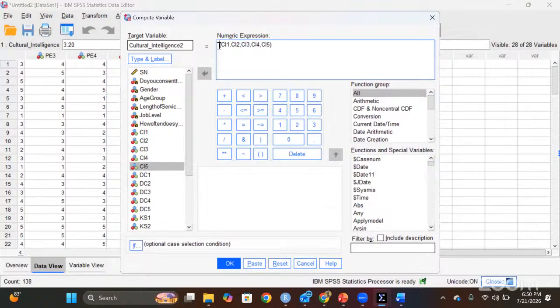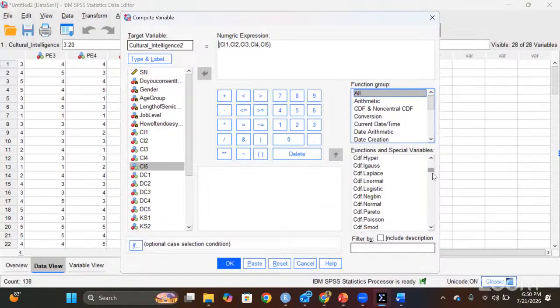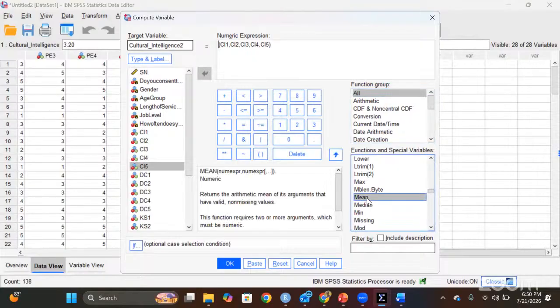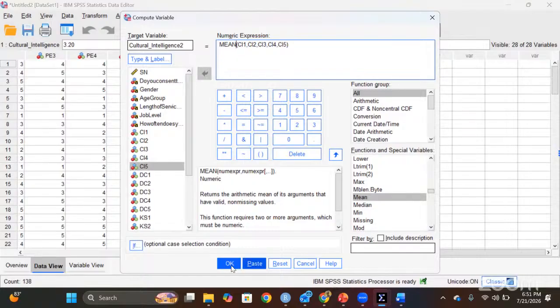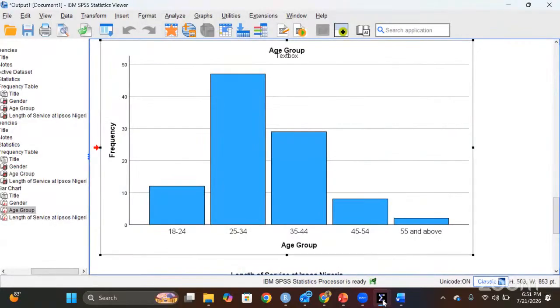So you just type MEAN, you have your answer, not average. You type MEAN, or you click on all. When you click on all, you look for mean under all and you double click it, any of the two. But I think typing mean is faster than that. It's the same thing. You put all your variables, but note that if you are using a function, what will be in between your variables are commas. It's not that you put mean and then say C1 plus C2. It will be an error. So if you click on OK now, it will compute your variable for you.